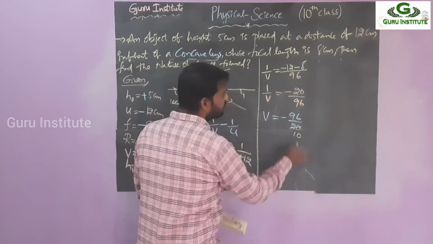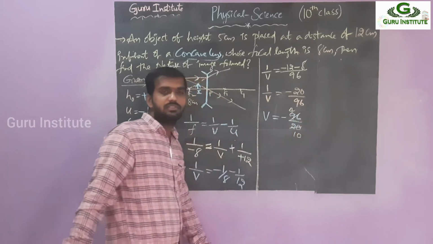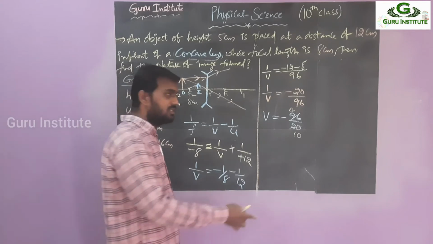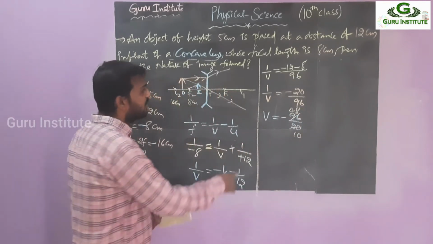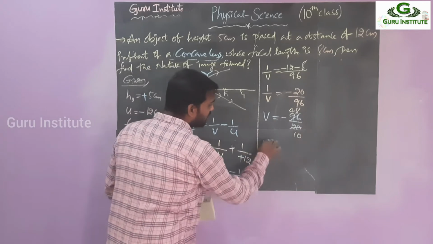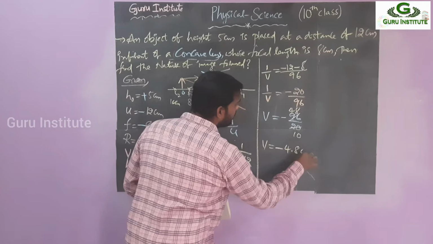2 10s are 20. 2 4s are how much? 8. Remaining 1. 16. 2 8s are 16. Simply 48, 2 9s are 96, right? So what is there? 48 by 10. Simply you can take what? You can take a decimal point, 4.8 centimeter.